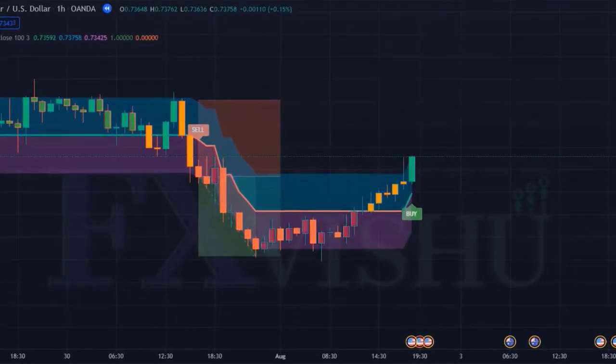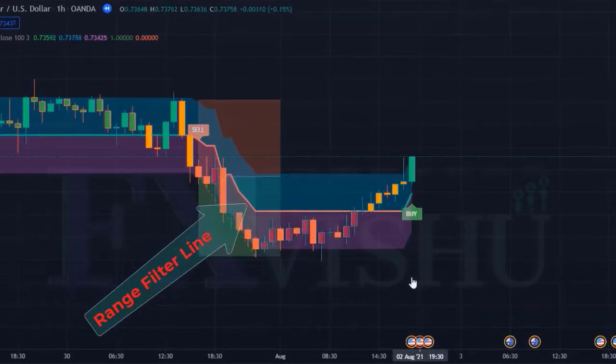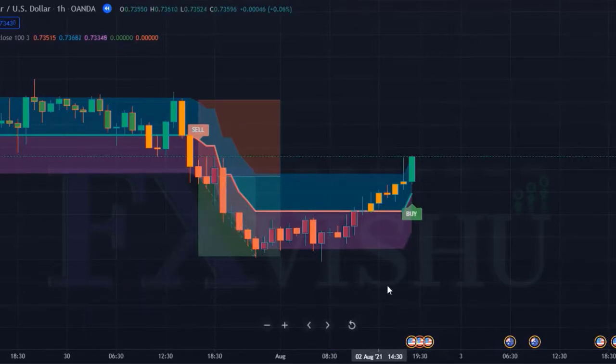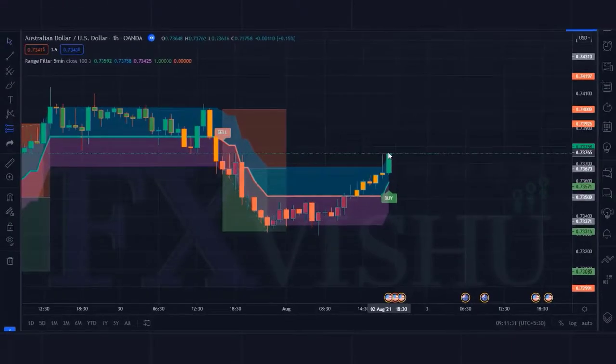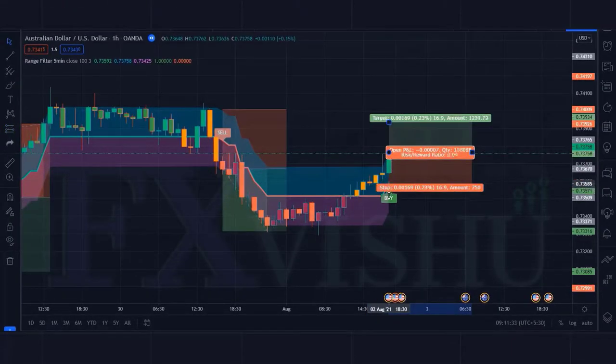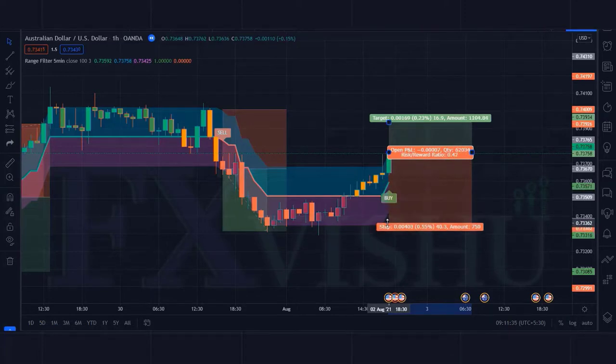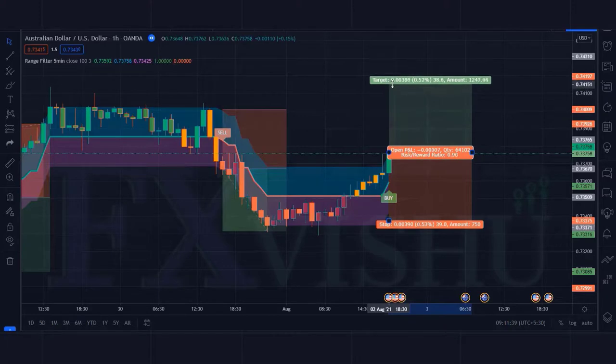We got the signal over here. Here the range filter line is of red color, so the market is in a downtrend. And the market has given a buy signal, so we will place a buy order. Our stop loss will remain below the low range target area. Our risk reward ratio will be 1/1. Let's see what happens to our trade.